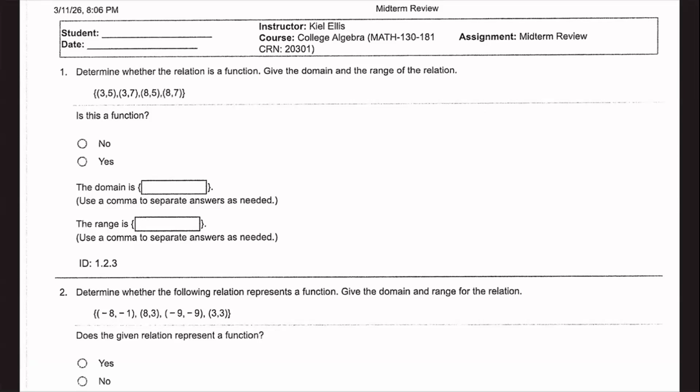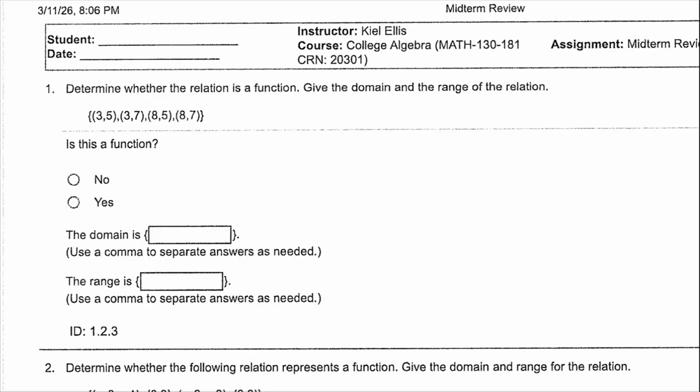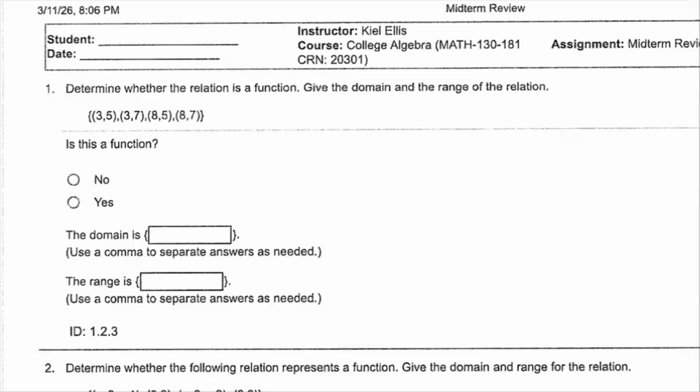of the relation. So we have the set containing these points: (3, 5), (3, 7), (8, 5), and (8, 7). Well, this particular relation is not a function because in order to be a function, you cannot have one x value that repeats, like this 3 and this 3, that repeat but go to different y values.